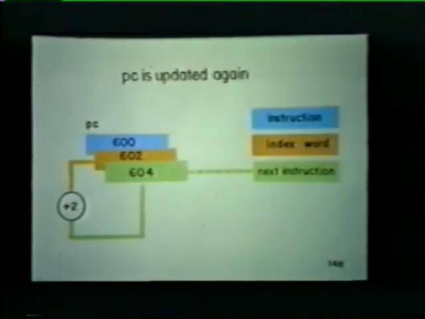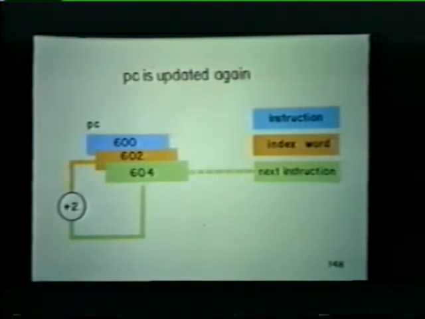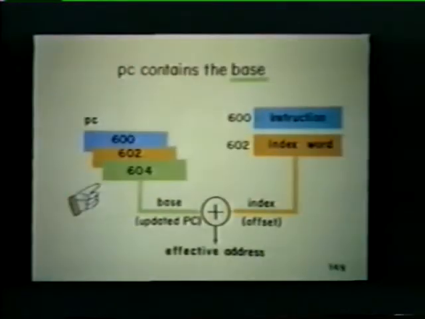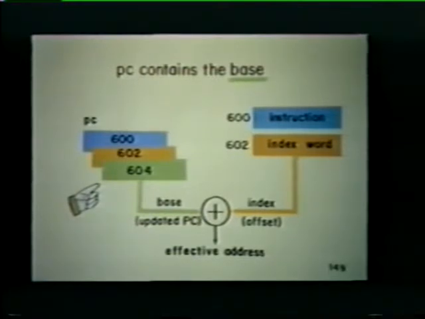While this index word is being retrieved, the PC is updated again, this time to 604. The value 604 represents the address of the next instruction in the program. The value 604, which appears in the updated PC, is also treated as our base. This base is added to the index word retrieved from memory location 602. The sum represents the effective address of our operand. Hence, we've located our operand by adding an index value, or offset, to the updated contents of the PC. This is referred to as the relative addressing mode.